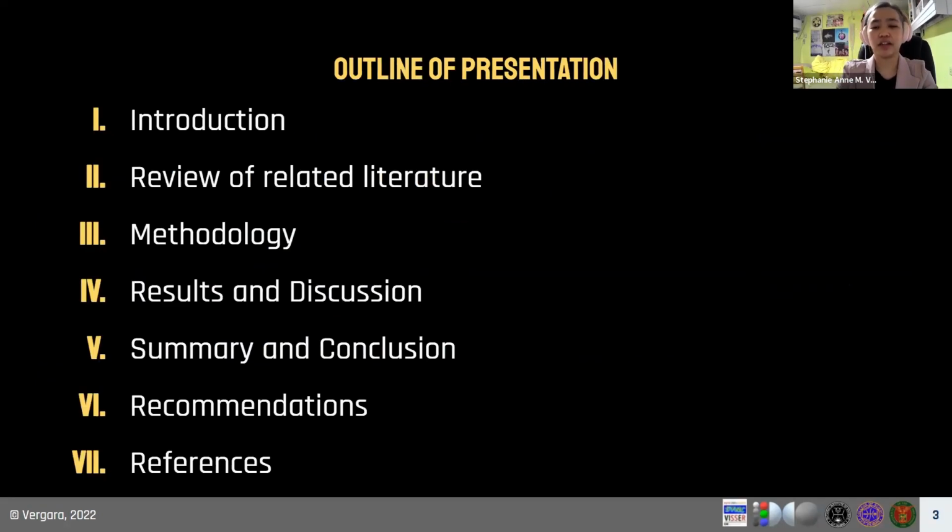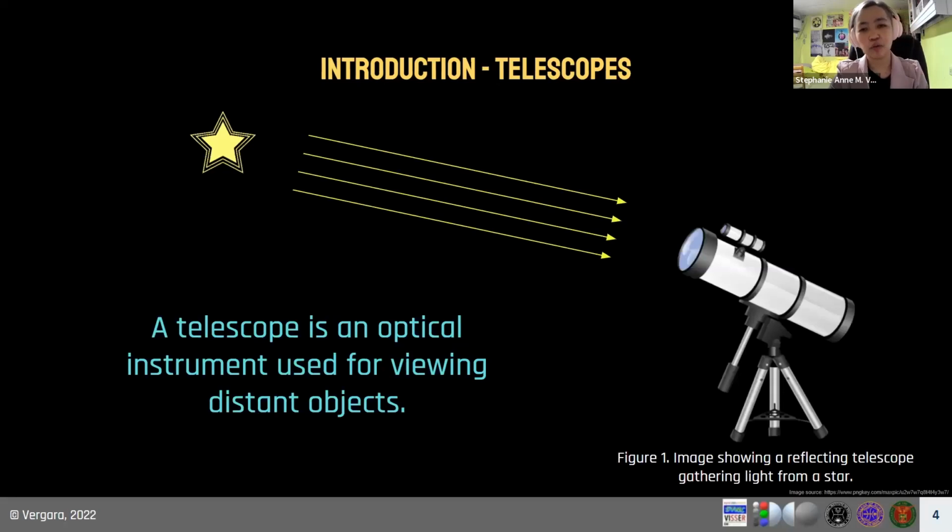So here is the outline of my presentation. Let us start with the question, what is a telescope? A telescope is an optical instrument used for viewing distant objects. It is the most common instrument used to study and marvel at the universe. But how does it work?